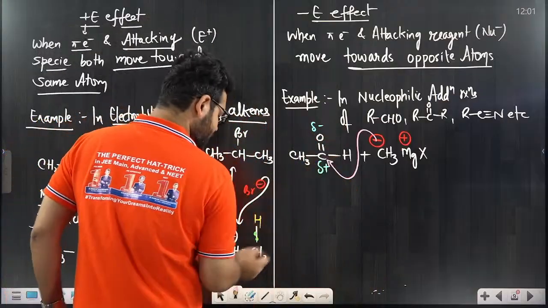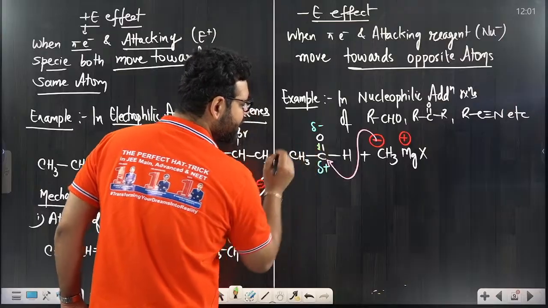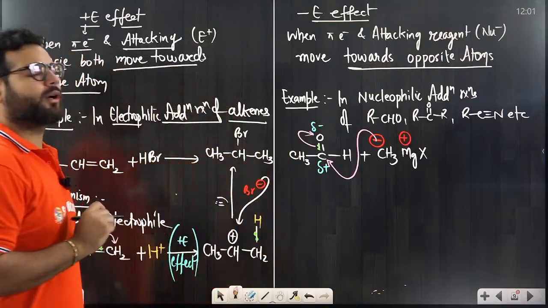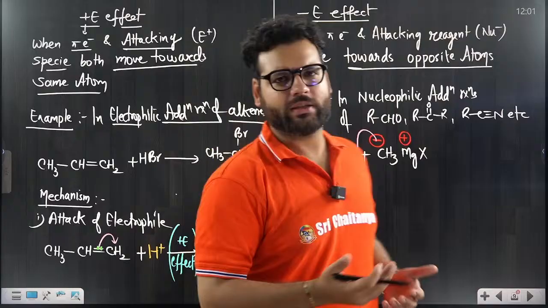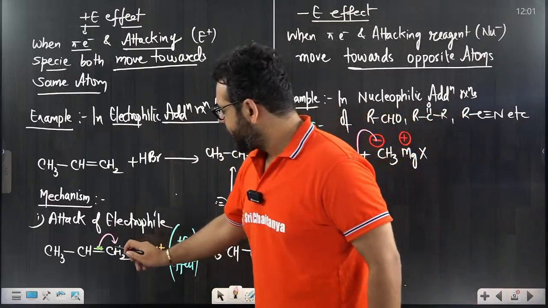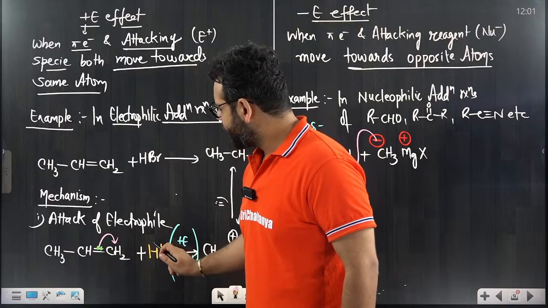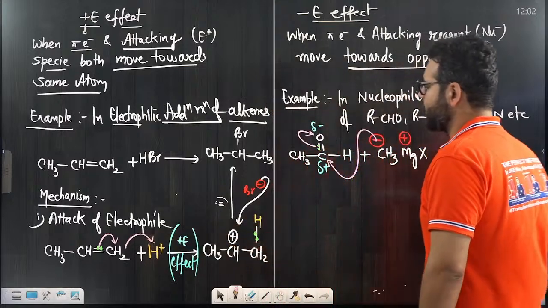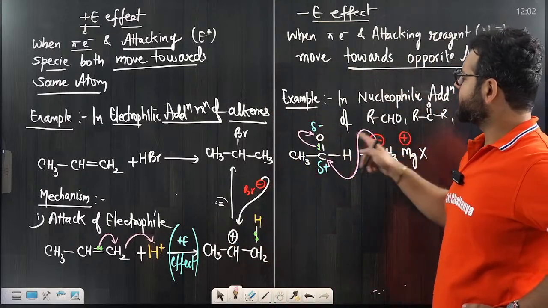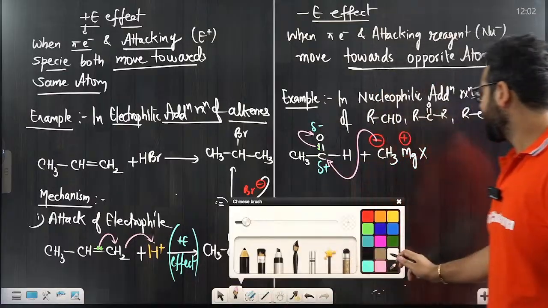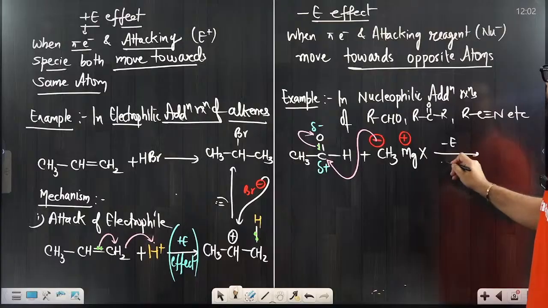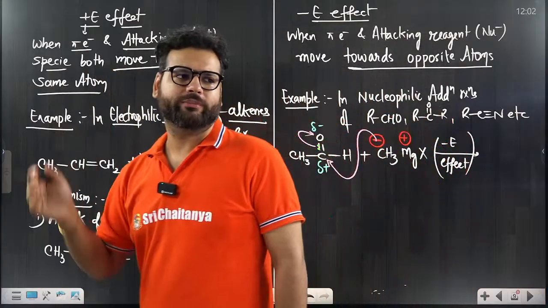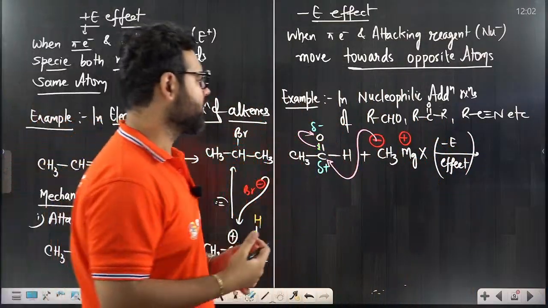Automatically these electrons and these green electrons will repel each other, and the green electrons will jump onto the oxygen like this. This is minus E effect. In the previous one, electrons jumped onto CH2 and the proton also went to CH2. Both went to the same atom, so that was plus E. Here, electrons have jumped to oxygen, but the attacker has come to carbon. This is minus E effect. So when will you see minus E effect? Whenever a negative person comes to attack, a nucleophile. Plus E is when a positive person comes to attack.